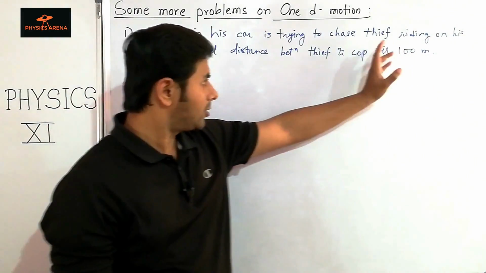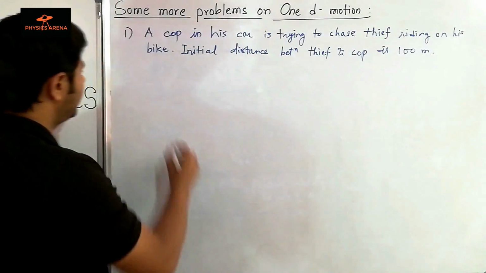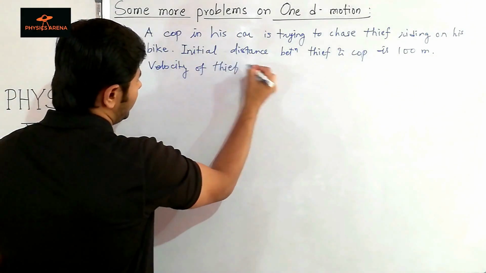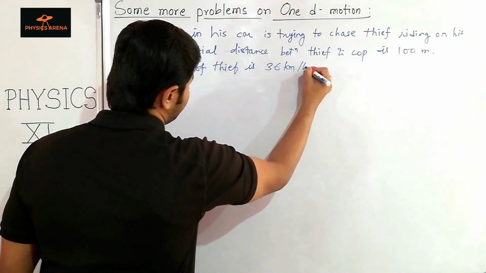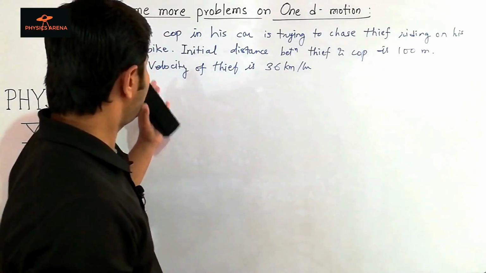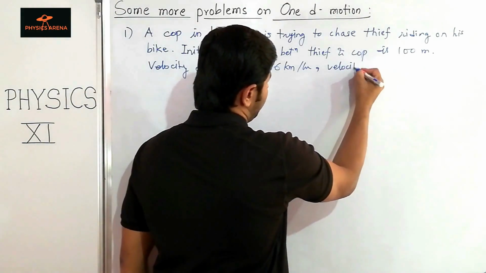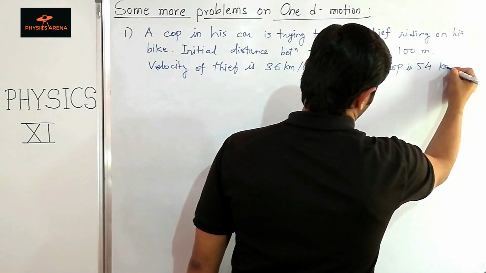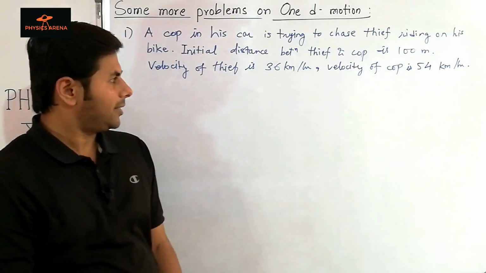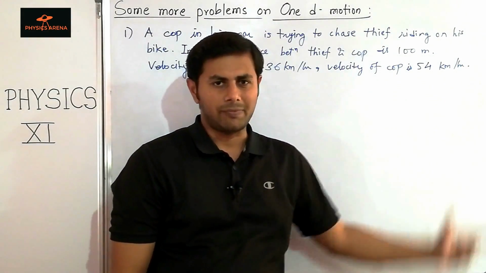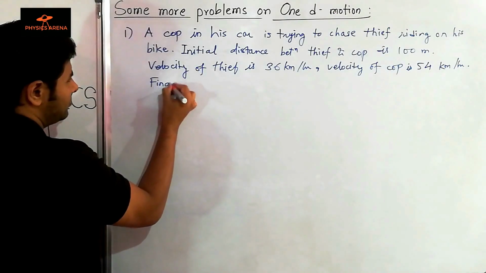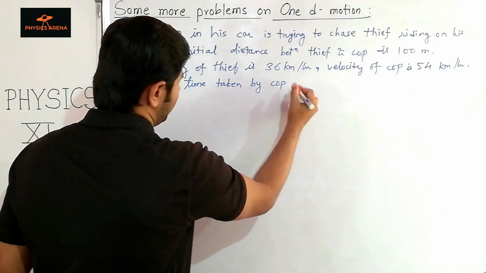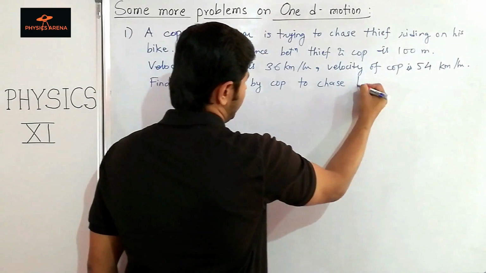Suppose thief is going with the velocity of 36 kilometers per hour. The velocity of thief is 36 kilometers per hour, and suppose the velocity of cop be 54 kilometers per hour, and now we have to find the time in which cop will chase thief. So find time taken by cop to chase thief.